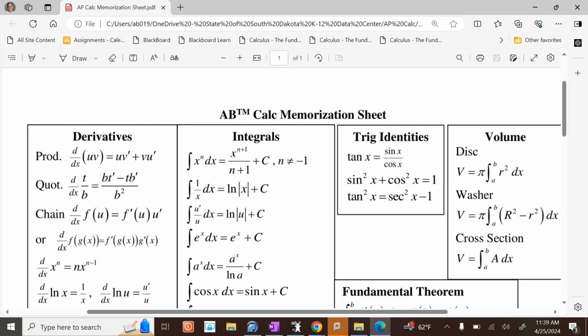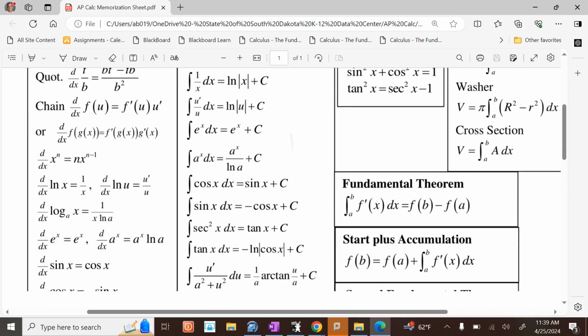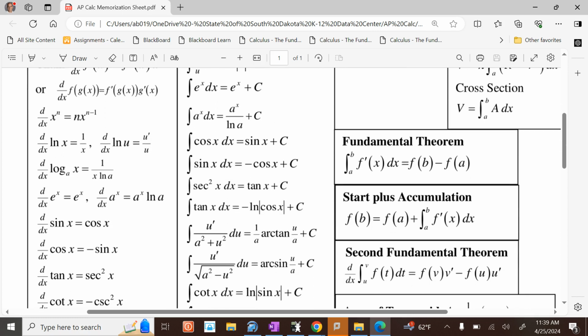You'll be given d dx of t over b, and you need to know that it's the denominator times the first derivative of the numerator plus the numerator times the first derivative of the denominator over the denominator squared on your quiz on Tuesday. Okay? So, as we go through there, you'll need to know that the first derivative of log base a of x is 1 over x ln of a, and so on.